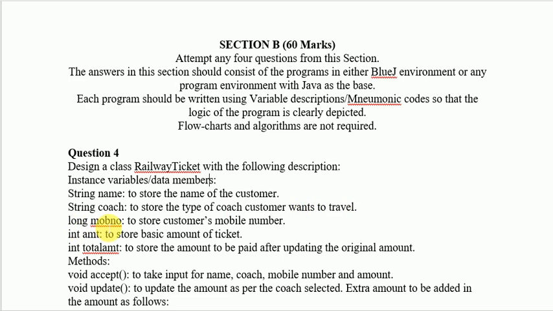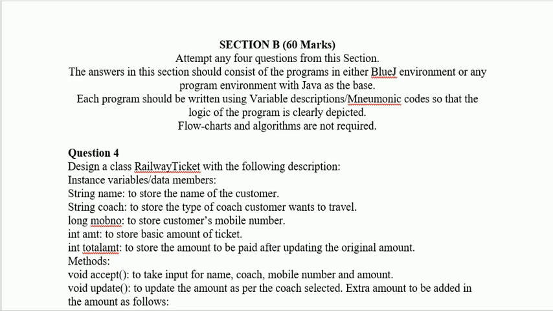Long mobno, which is to store the customer's mobile number. Here they have taken long as a data type. int amt, to store the basic amount of the ticket. int totalamt, to store the amount to be paid after updating the original amount. So these will be the instance variables that you shall be using in your class.